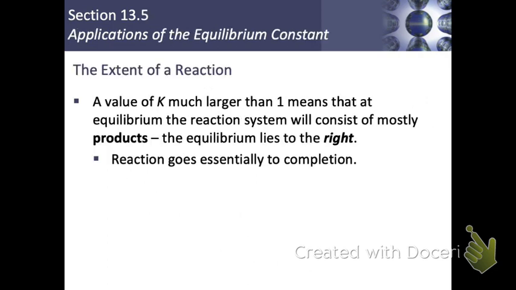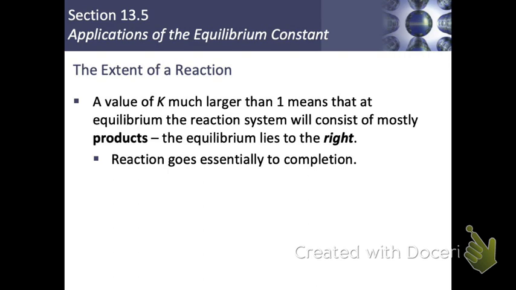Okay. All right. A K value that's much larger than 1 means that the equilibrium of the reaction system will consist mostly of product, which means essentially the reaction goes to completion. So if you have a K value that's really, really large, that tells you the concentration of the products is much higher than the concentration of the reactants. Would we agree with that?